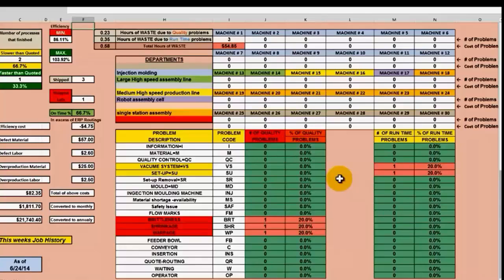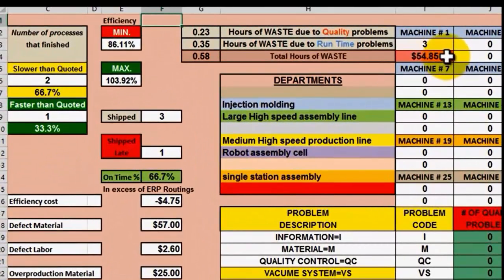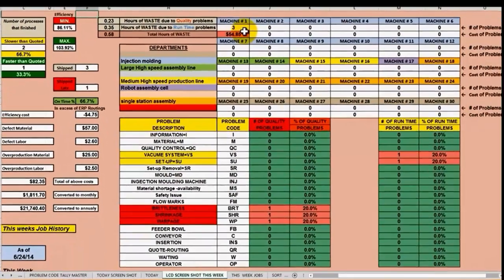This screen is our performance dashboard for all 30 machines or work centers in the facility. As you can see, we've been working with machine 1. We had 3 jobs that had defects. If you recall, they're highlighted down here in red. And we had 2 jobs that had runtime problems. And our costs over and above our customer quoted part number and or ERP routed costs totaled so far $54.85.